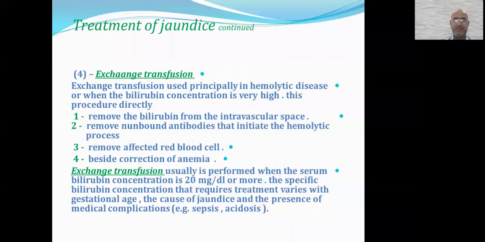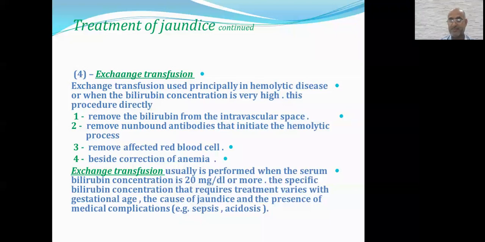Exchange transfusion is the most important at a high level of bilirubin, of course. Exchange should be principal in hemolytic disease or when the bilirubin concentration is very high. Keep in mind the role of the exchange: to remove the bilirubin from the intravascular space. As we say, a high bilirubin level may pass to the brain, so exchange removes the high level of bilirubin. Then it removes unbound antibodies that initiate the hemolytic process.